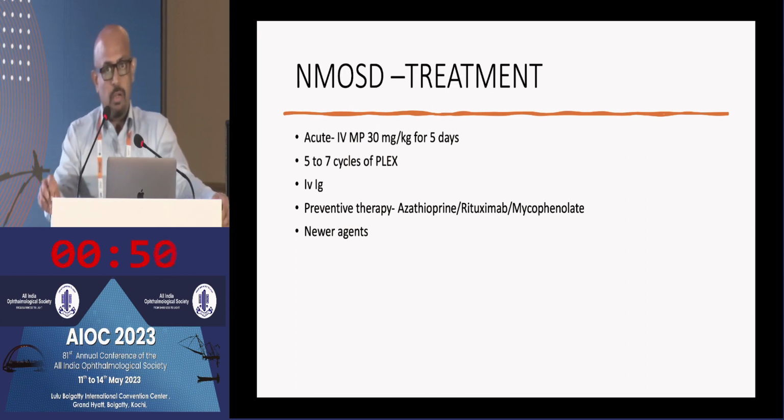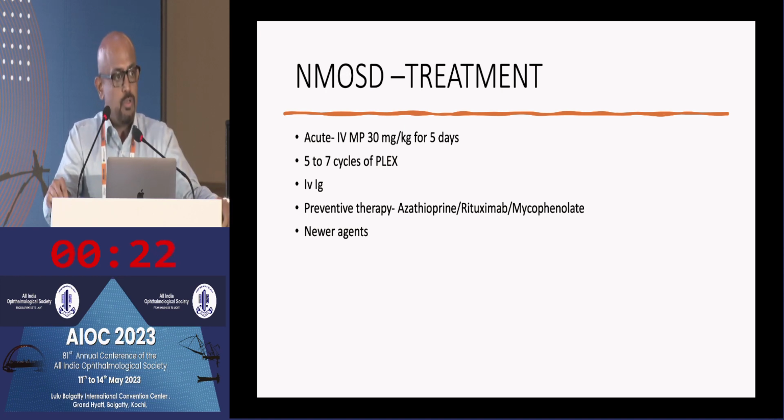The treatment also differs now. We were told that even if you don't give steroids, you are not really harming a patient in typical optic neuritis, but that has changed considerably. NMOSD in children in an acute phase, every child should receive IVMP of around 30 milligram per kilogram up to 1 gram. And generally this steroid is given for 5 days.